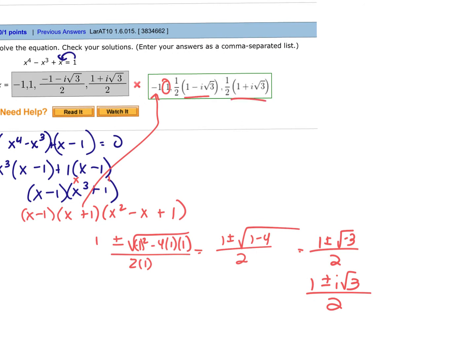So it looks like your sign was just wrong on this. That negative 1 should have been a positive 1, and then it would have been negative and plus in between.